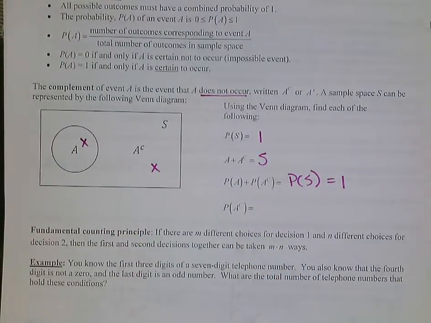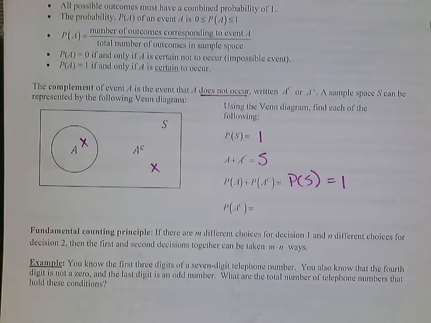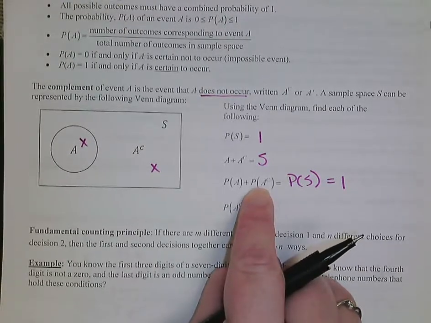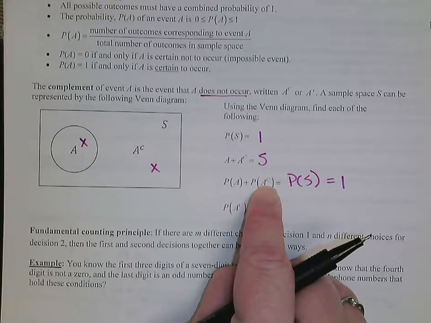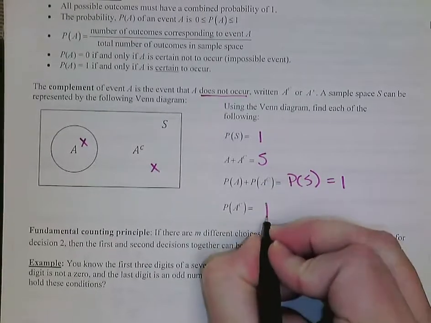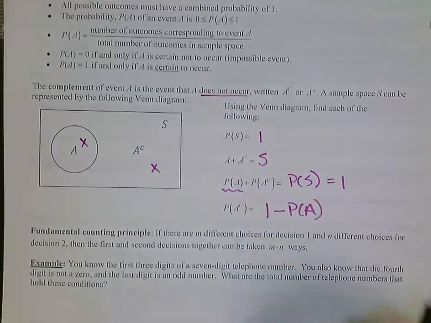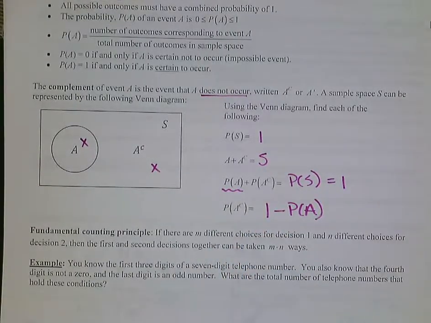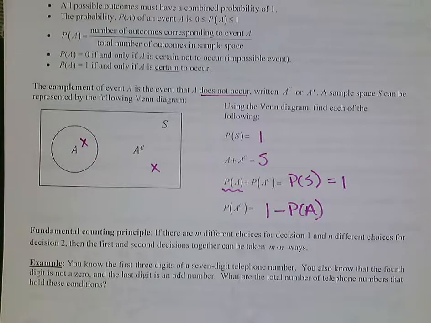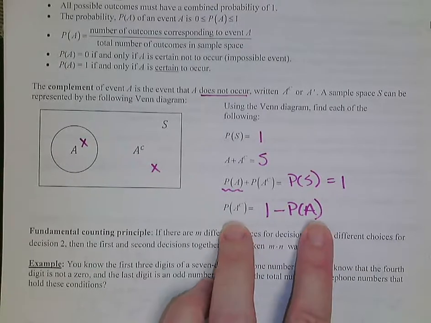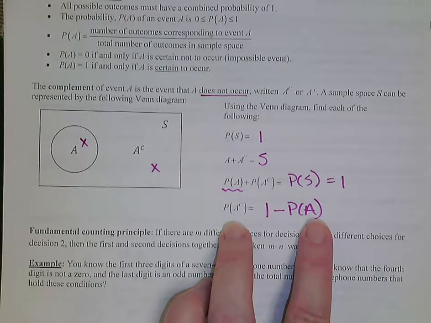And so if I manipulate that, if I want to know the probability of A not happening, all I would have to do is take 1 and subtract the probability that A does happen. And this can be a really powerful tool because sometimes when we're calculating probability, it's easier to find the chance that something does happen or doesn't happen than it is to find the other. So if we can find one of these easier than the other, then we can find the other simply by subtracting from 1.